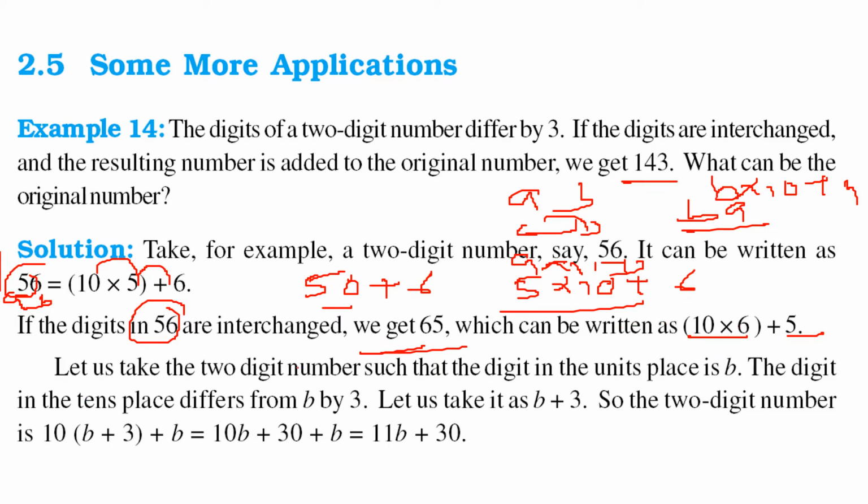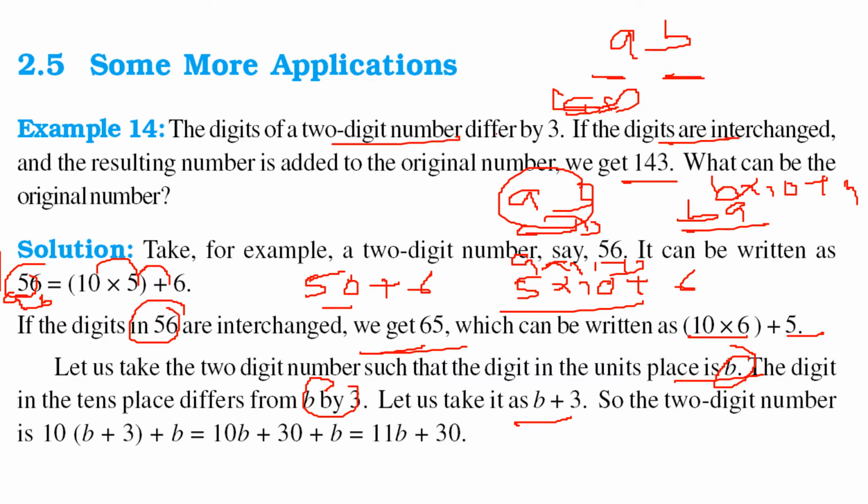So let us take the two-digit number where we have b in the unit place, as we took this ab. The digit in the tens place differs from b by 3. So if it is, let us take it as b plus 3. Okay, one is b, the other is, because it is being given, if this is b, a is what? a is b plus 3, because the two digits differ by 3. We took b and b plus 3.